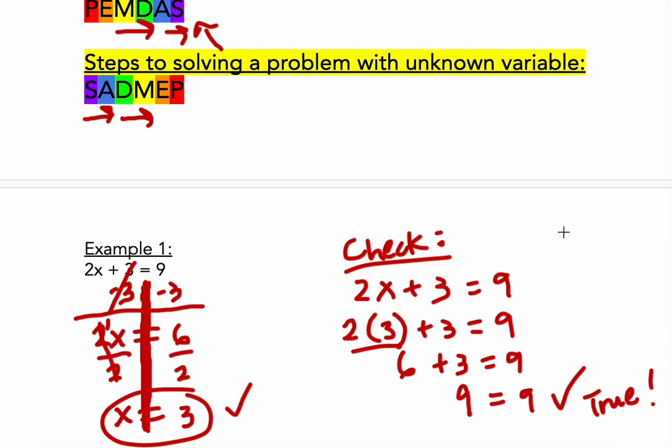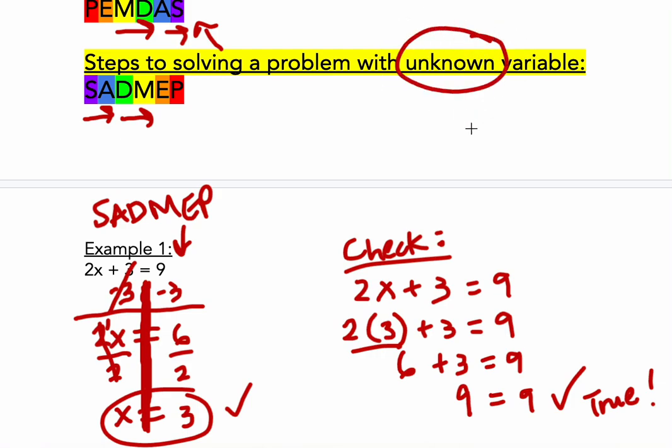So to review, we used SADMAP when we didn't have the answer. We're trying to find the unknown variable. And then when we're checking, we're doing it back in reverse, or I guess the right way, to check. So we're basically doing and undoing, and it should get us back and forth to the same answer.